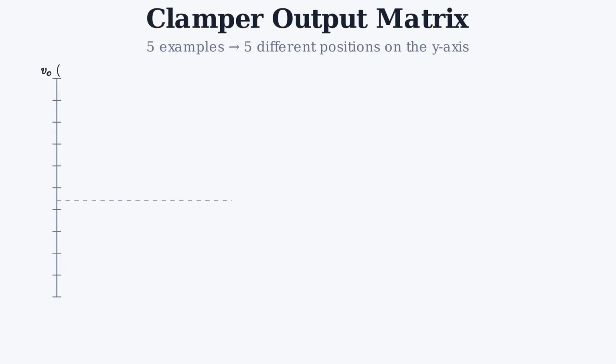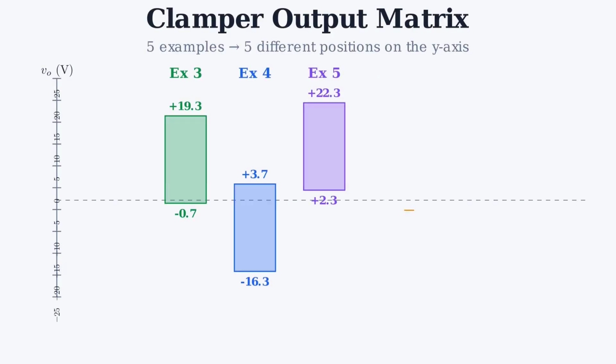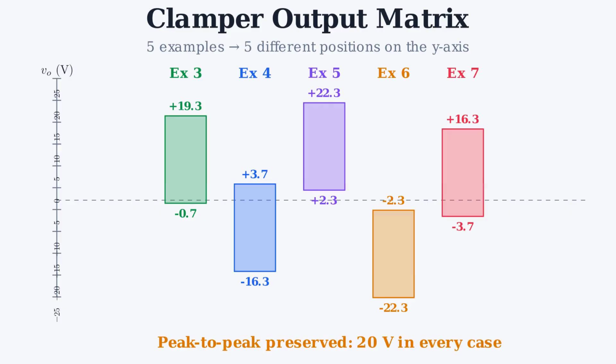Let us look at all 5 examples side by side. Example 3 sits from minus 0.7 to plus 19.3, the baseline with no bias. Example 4 sits from minus 16.3 to plus 3.7. Bias pushes the clamp positive, but most of the swing goes down. Example 5 sits from plus 2.3 to plus 22.3, entirely positive output.